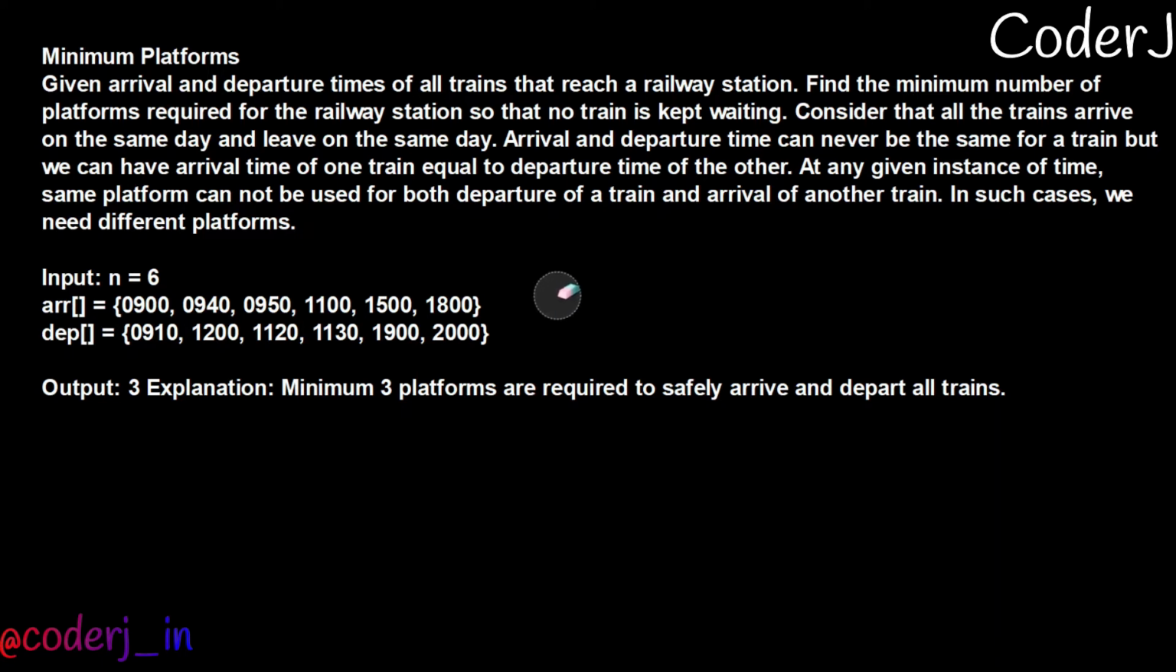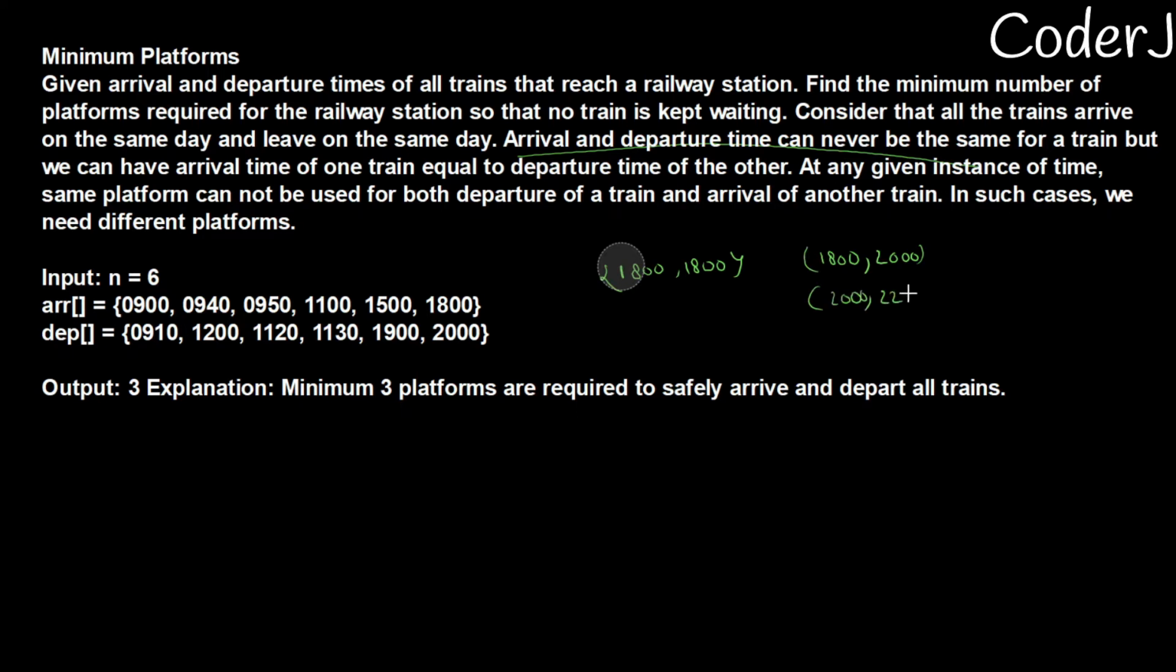What they mean by that is, let's say you have a train A, it can't simply come at 1800 and leave at 1800, right? That is not possible. Also, if a train is coming at 1800 and leaving at 2000, and there's another train that's coming at 2000 and leaving at 2200, then you need two platforms for this. You can't simply say that when this train is leaving at 2000, I'll accommodate the next one. You can't do that. So in this case you need two platforms.